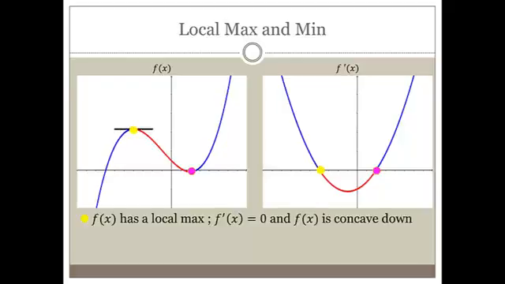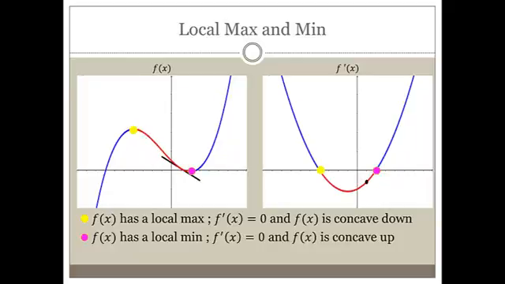At the local maximum, we have a critical point, that is f prime of x is 0. In addition, f of x is concave down at the local max. Whereas with the local minimum, again we have a critical point, the derivative is 0, but additionally here we have that our function is concave up.